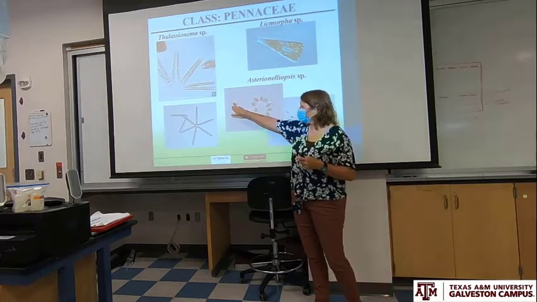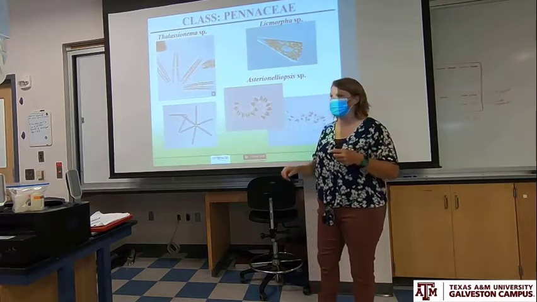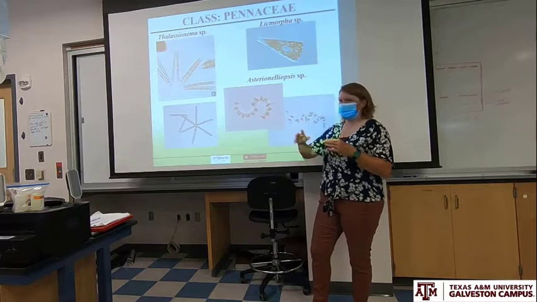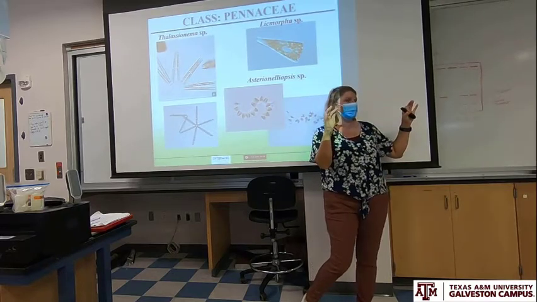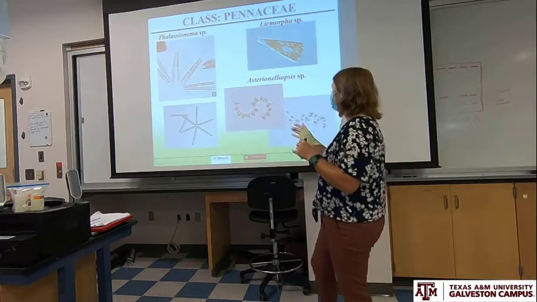Asterionellopsis, each of these little triangles is a cell, and it has one long spine coming off of it. And then they make these chains as well. And again, those spines help keep it floating, right? Keep it more buoyant, increase the surface area.